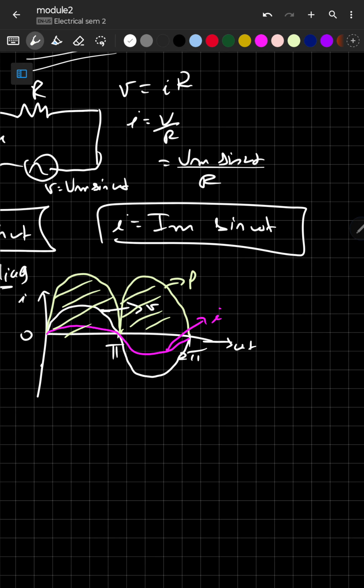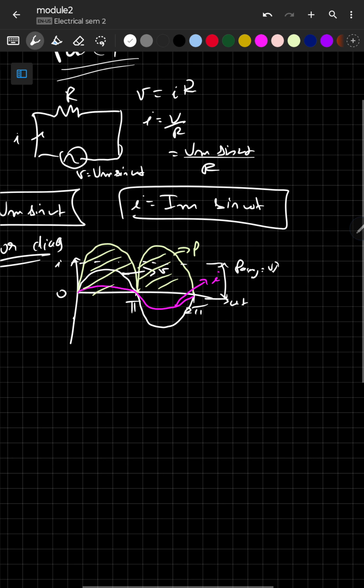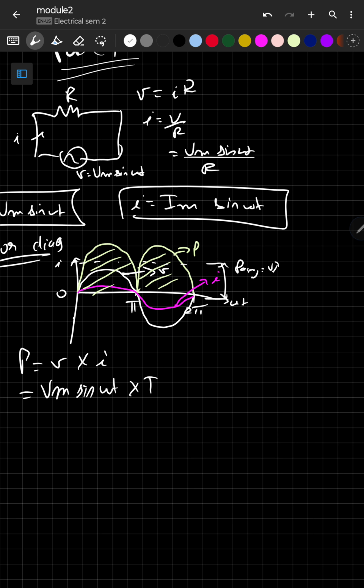P average equals VI. All that you can show if you want, but it is better to show it. Like this, one line you can draw, and you can show P average equals VI. I'll show you how V into I came. So the power equation is V into I, that's going to be Vm sin omega t into Im sin omega t. So Vm Im sin square omega t.